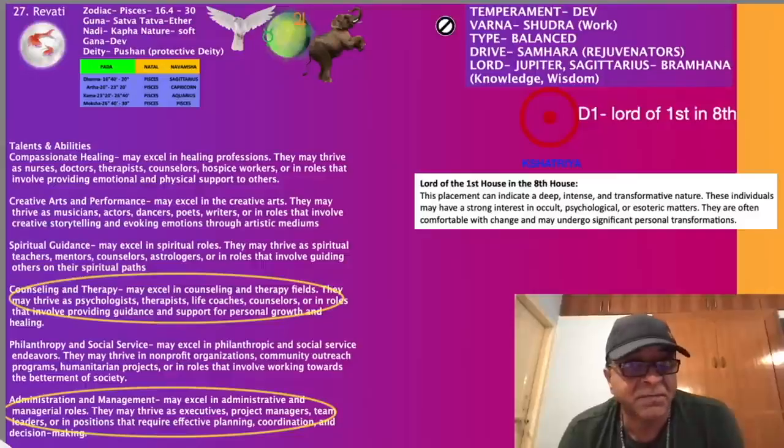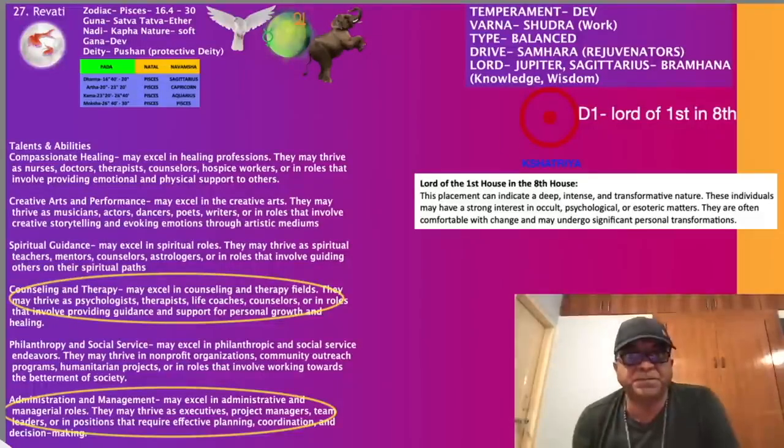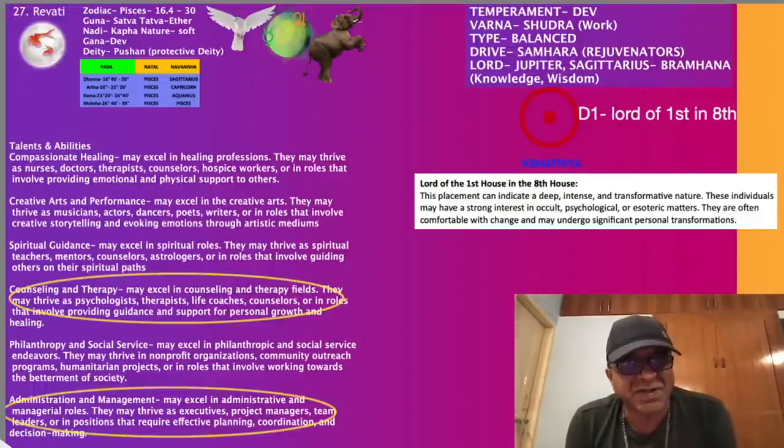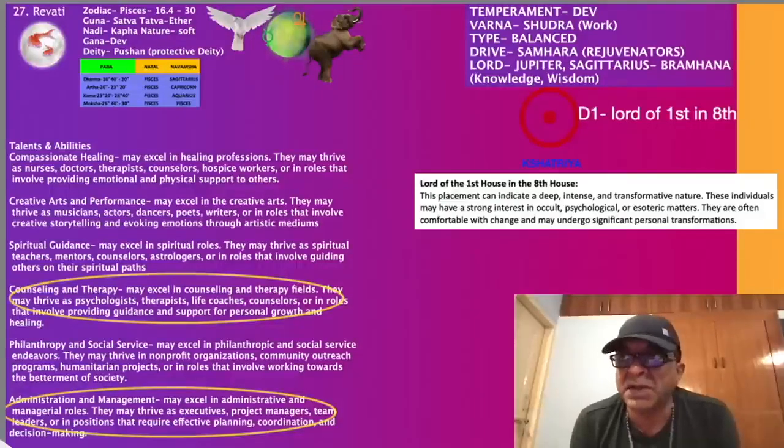Now let's see the Lord of the first in the eighth. So, Lord of first in her case is in the eighth house, right? We saw that in the first slide. Eighth house is all about transformations. It's about unpredictable ups and downs of life, generally speaking. It may be in the area of your personality, it may be in career, it may be in relationships, it can be in a lot of things. We have to see many other things, right? We have to see even the Navamsha for that.